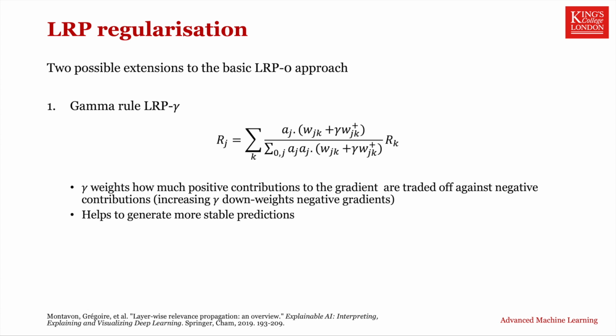At the same time, it's also possible to tune the relative trade-off of positive and negative gradients using the gamma rule, where the higher the gamma is raised, the more negative contributions will be suppressed. So tuning this can help deliver a more stable explanation.